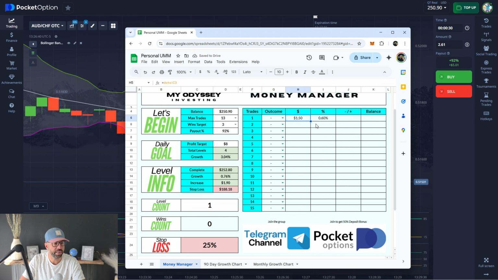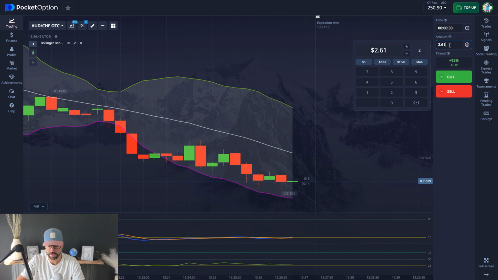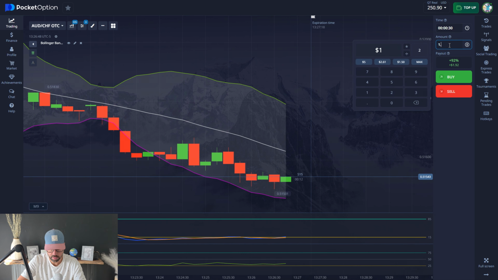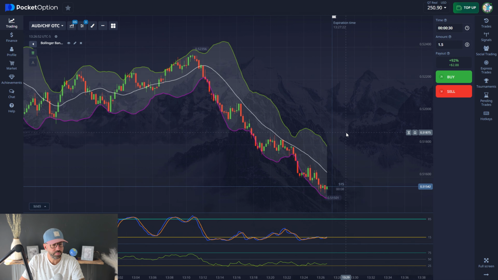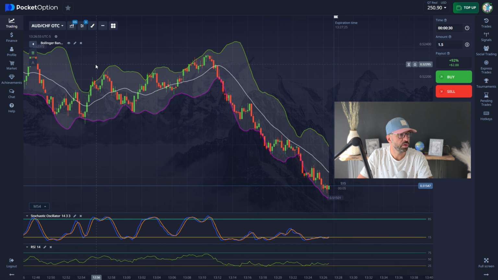Now our first trade is $1.50, so we will enter $1.50 here. We are ready to find another opportunity. Okay, let's run through here.